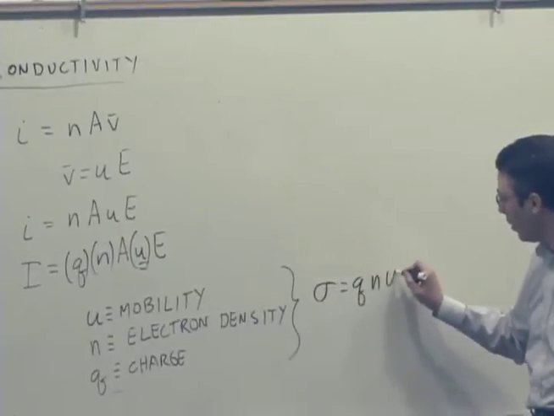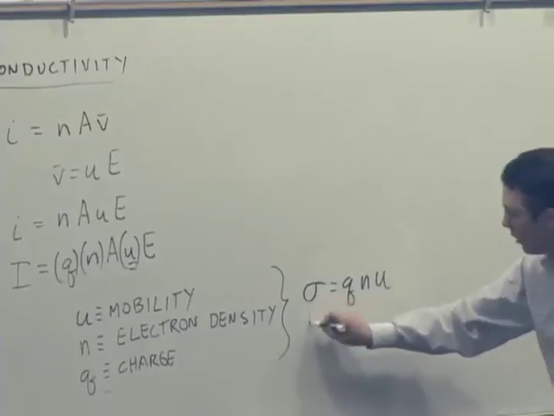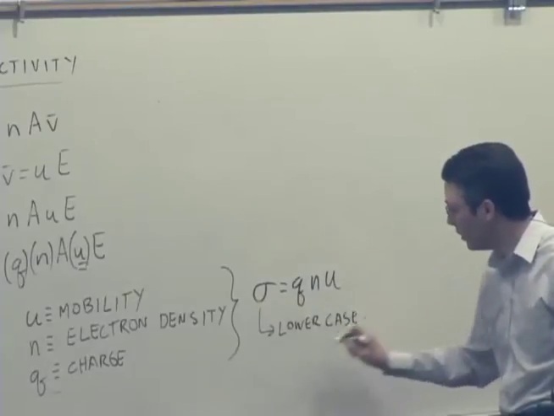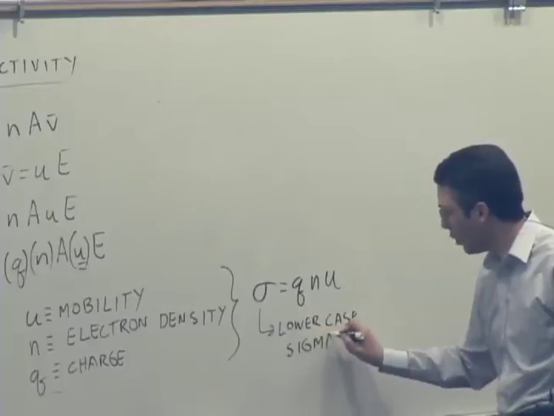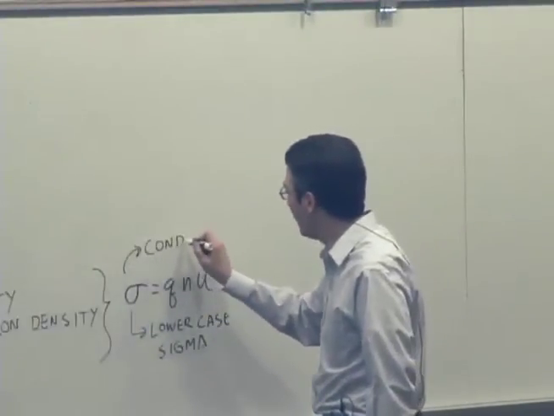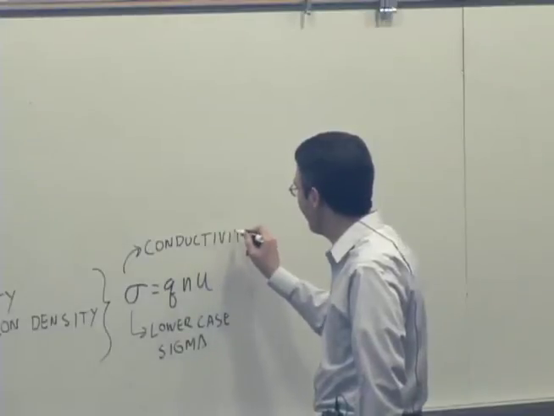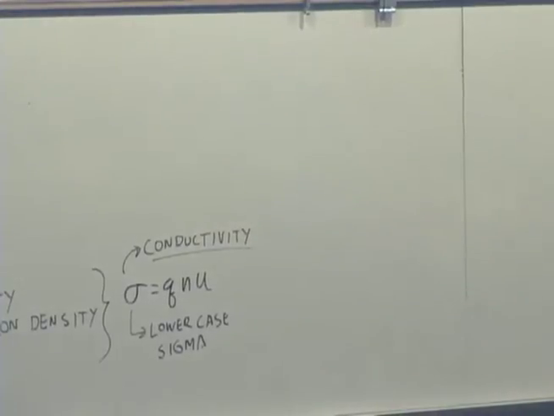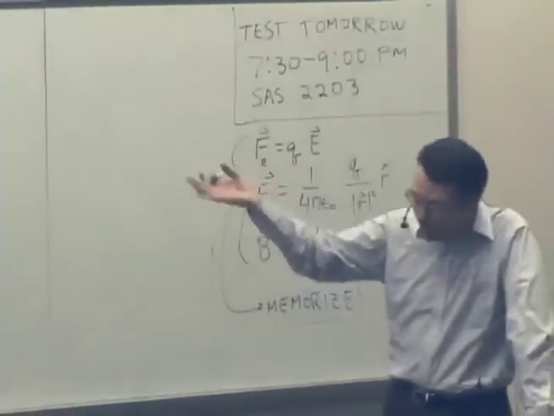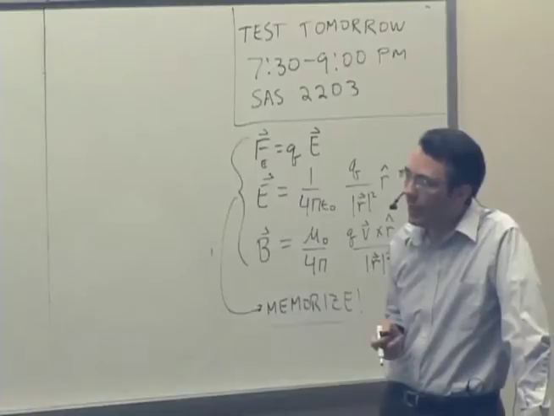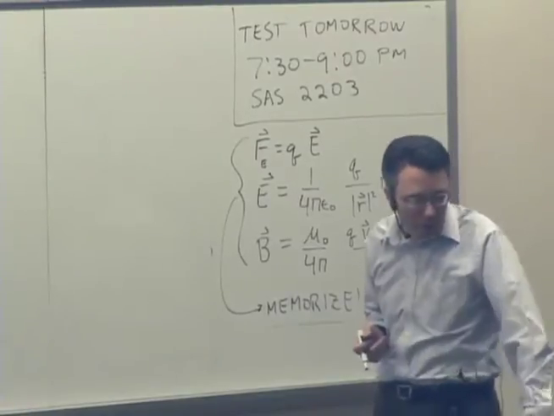And so we're going to define something. This is a Greek letter, lowercase sigma. It looks like an O with a little curl on it. That quantity, Q times N times U, is called the conductivity. And it's just a measure of how conductive a conductor is, meaning how easily the charges can flow given a particular electric field applied to it.